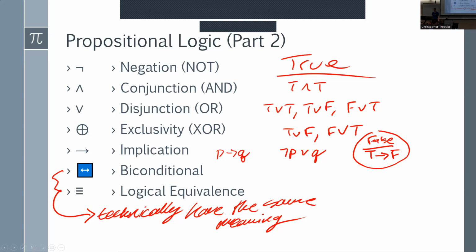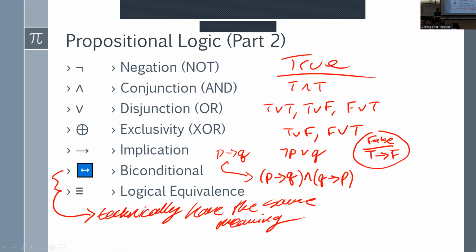Right, so biconditional is basically saying P implies Q. Once again, if we had this right here, what a biconditional would really be saying is we have P implies Q, and Q implies P.